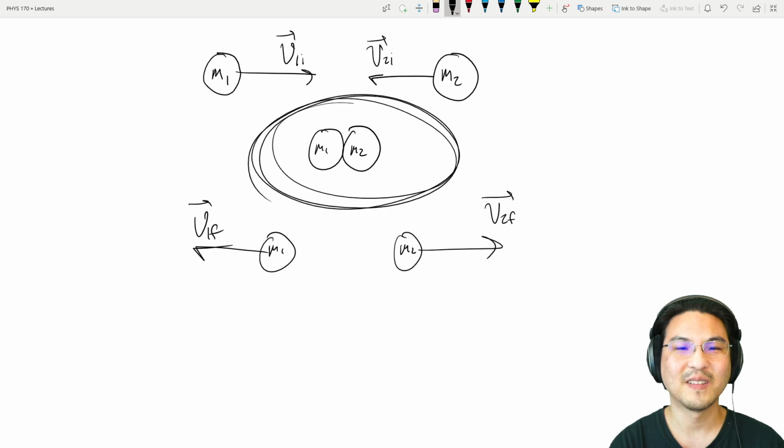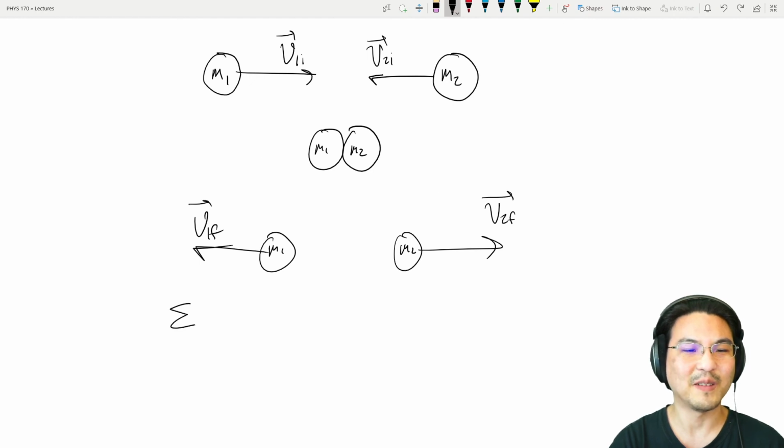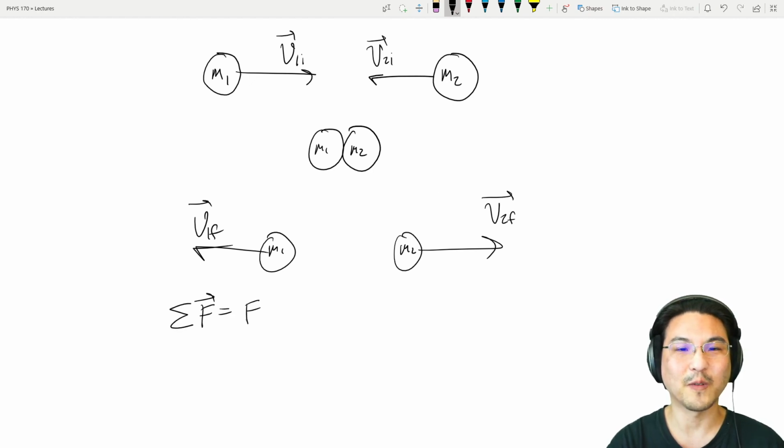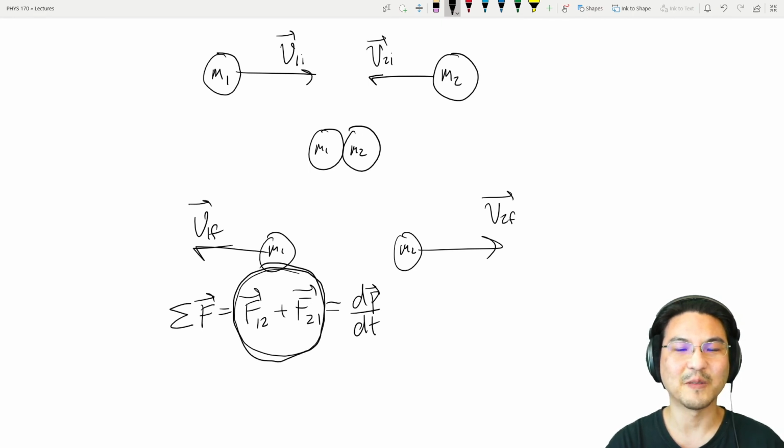So for this system, during the collision, at this instant, if we sum all the forces, there's a force from mass 1 on mass 2, and there's a force from mass 2 on mass 1. And we know now sum of forces equals the time derivative of momentum. Now, during the collision, these are action-reaction. It's an action-reaction pair. So by Newton's third law, the force of 1 on 2 is equal and opposite the force of 2 on 1, which means this whole thing is 0.